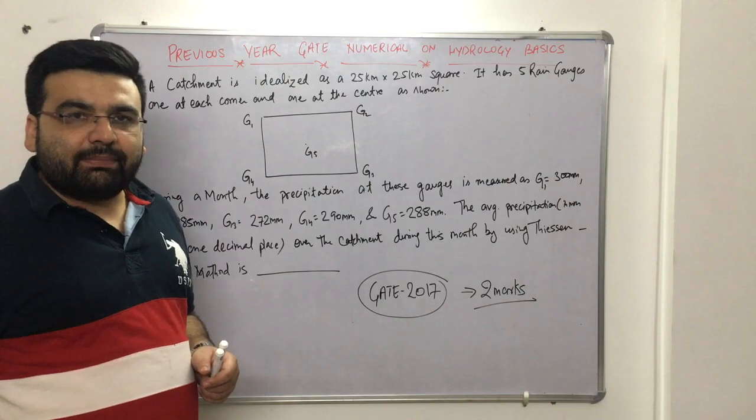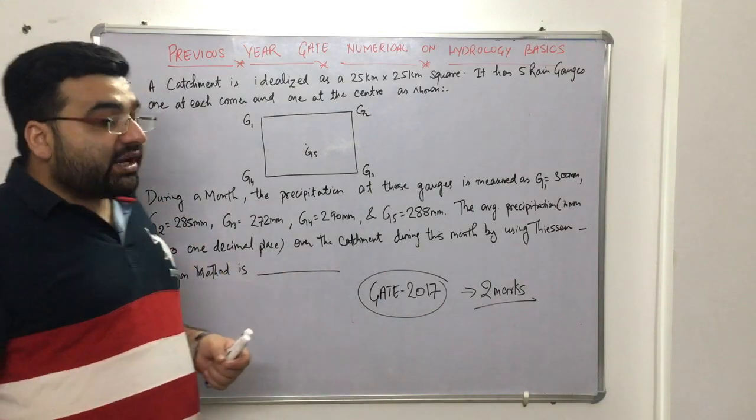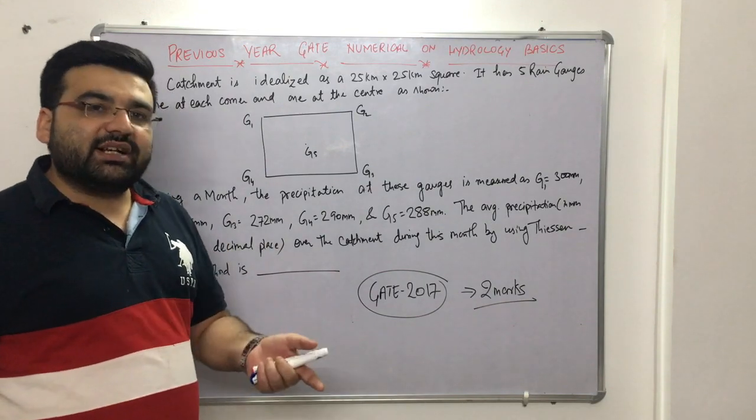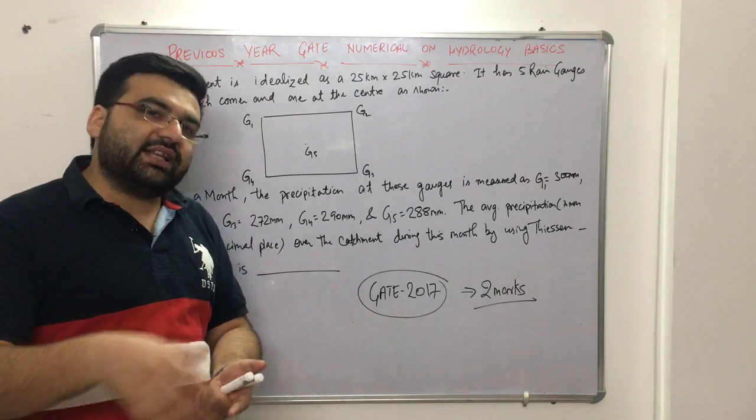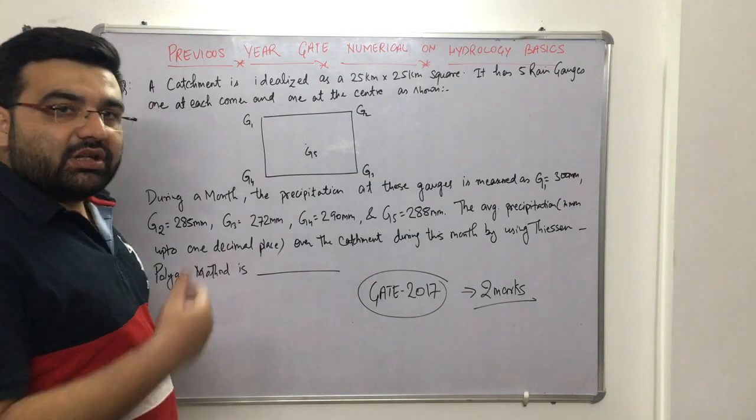2015. It was a very simple numerical, right? You just have to put the formula. The numerical was based on the missing data, right? So you already know how to determine the missing data. If it is less than 10%, there is a formula. If it is more than 10%, there is another formula, right? But this numerical, I found it a little bit tricky. So let's see what the numerical is.